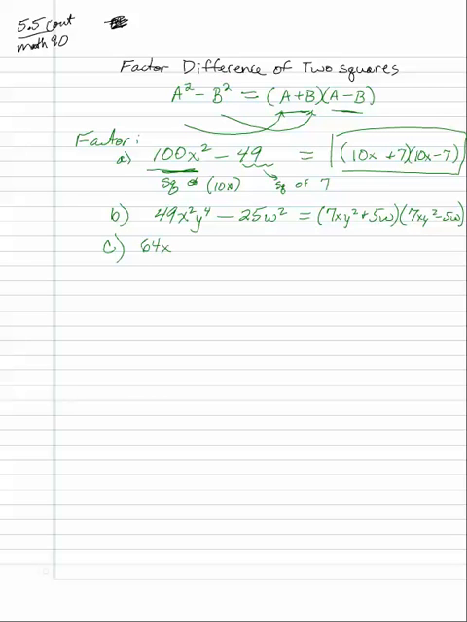64x squared minus 100y squared. Now this one, again, you always factor out common factors first. So what divides out of both of these? Even though they're both squares and I can do it, you may forget to factor out the common factor. So you just want to get in the habit of looking for common factors first. So you divide 4 out of both of those.